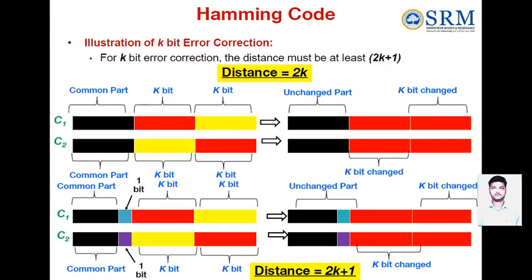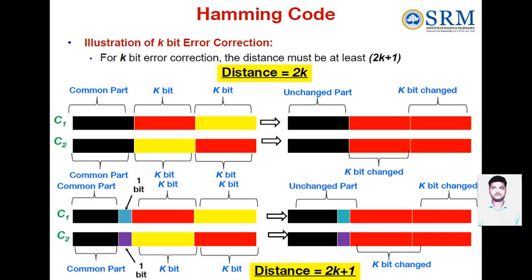For single bit error correction using Hamming code, distance 3. For k bit error correction, we can say that the distance between any two valid code words must be greater than or equal to 2k plus 1. We have illustrated using both distances, that is 2k. Very general thinking will say that 2k may be enough, but actually it will not work.